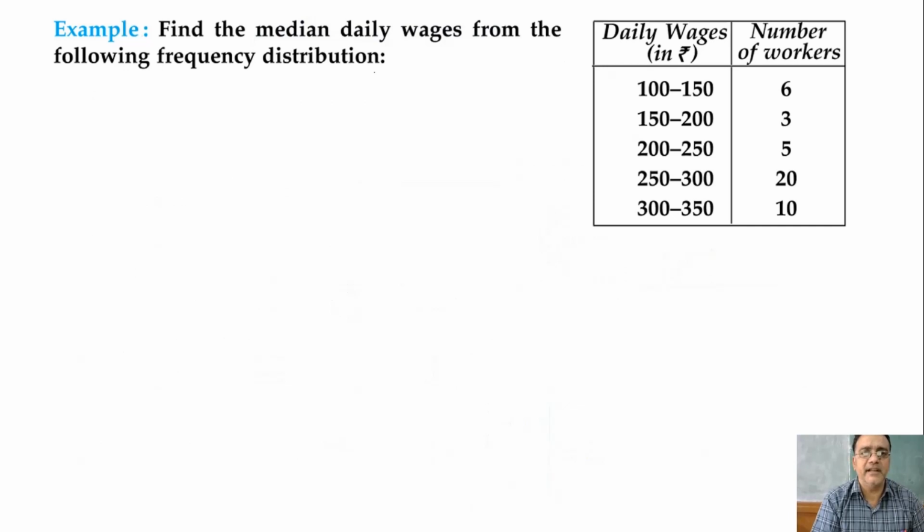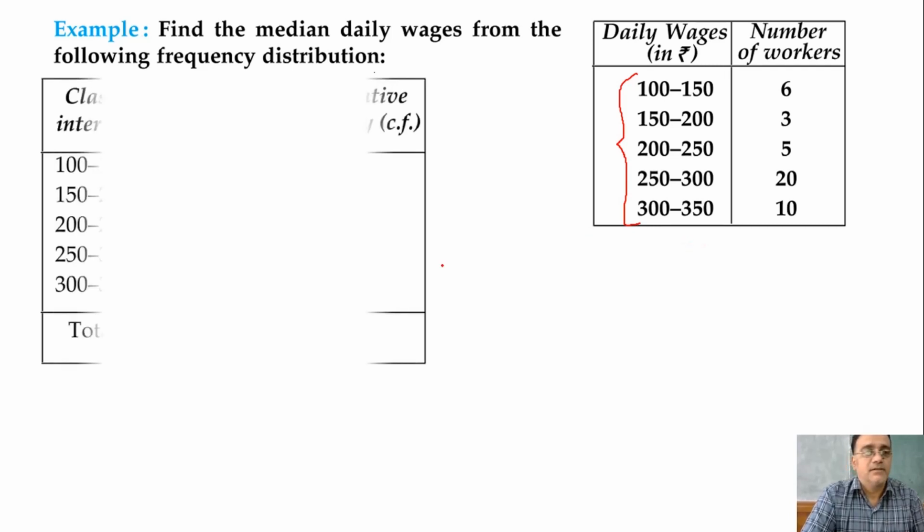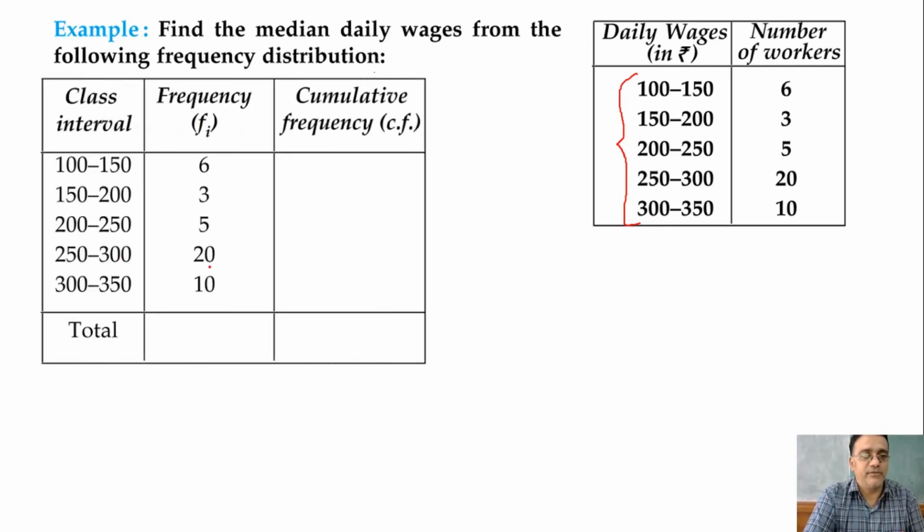Find the median daily wages from the following frequency distribution. So this is the frequency distribution table in class interval form. Now we have to form a table, and keep in mind that the class interval should be in standard, continuous form, that is exclusive form. So the columns are class interval, frequency, and the third column is CF. See how to find CF.